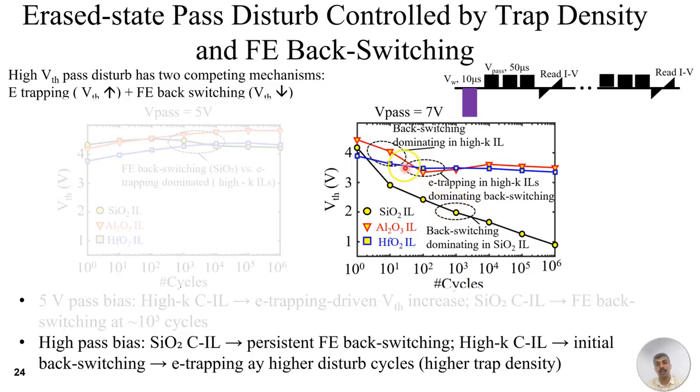However, in high K CIL, which is Al2O3 and HfO2, the red and the blue curve, the device VTH initially reduces, but after 100 cycles, the device VTH tends to increase, or becomes stable even after repetitive application of pass disturb cycles. This suggests that initially the dominant mechanism is ferroelectric back switching, but after 100 cycles, the ferroelectric back switching is still there, but the dominant disturb mechanism switches to electron trapping.